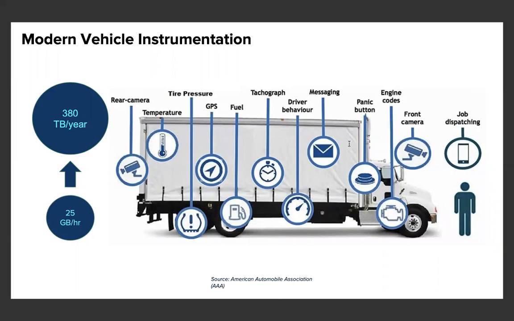For modern vehicle instruments, there are many sensors. For example, front camera, rear camera, temperature sensors, GPS sensors, fuel sensors, panic buttons, driver behaviors, messages. So there are many sensors. For each hour, there are more than 25 gigabytes of data produced. For each year, there are 380 terabytes of data produced. So they have a lot of data to process. GreenPlan is good at processing a lot of data.